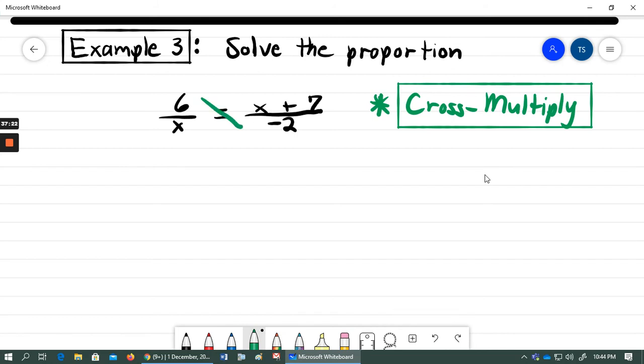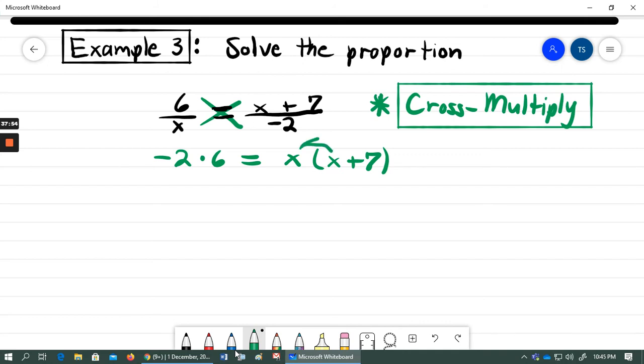All right, so let's cross multiply. So again, you take the cross product here, negative 2 times 6, and you set it equal to the other cross product, which is x times x plus 7. And again, folks, what are we going to have to do here with the x and the x plus 7?